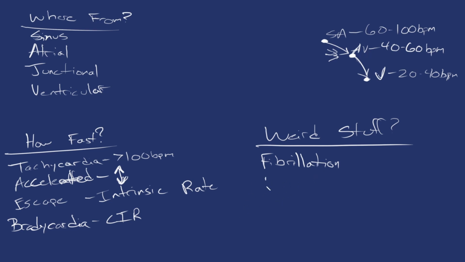The other one is flutter. That can happen, again, this is with the atria. That's when you have a random focus that's generally not the SA node. It's going to be somewhere else in the atria. And this is where we get a shark tooth pattern. Okay. So fibrillation is going to have a random line like this. This has shark teeth, kind of like that.